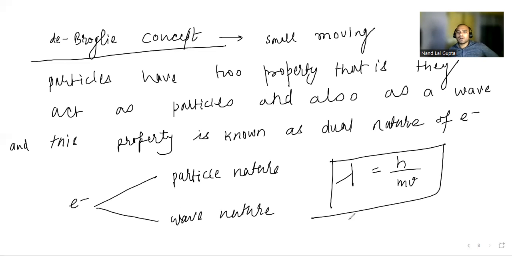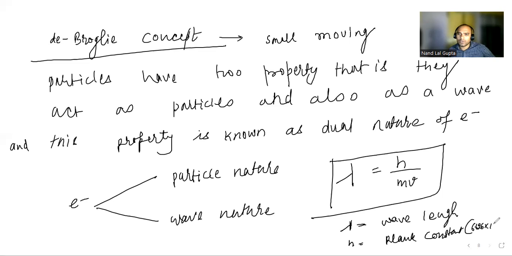Now what is lambda? Lambda is the wavelength. h is called the Planck constant, its value is 6.626 into 10 power minus 34 joule second. m is the mass of electron. v is the velocity of electron.